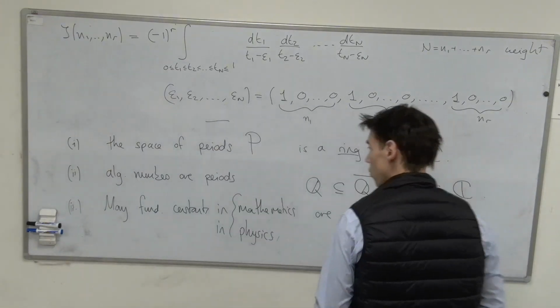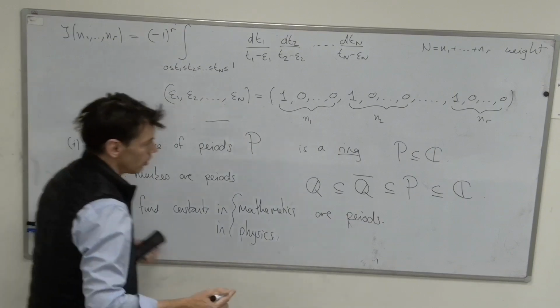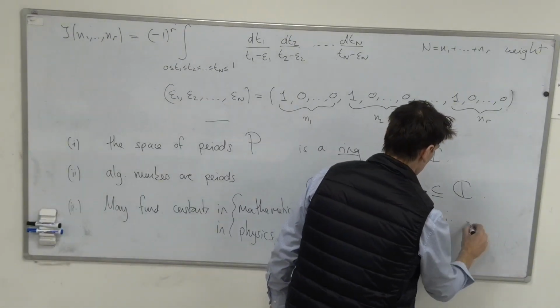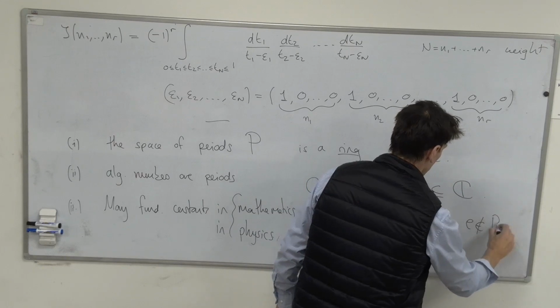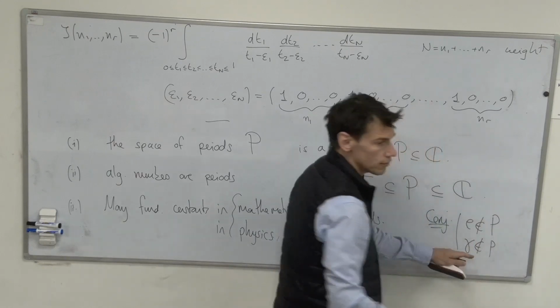And we saw by this argument that E is, well, we don't know, but conjecture, E is not in P. And the Euler-Mascheroni constant is not in P. It's extremely difficult conjectures.